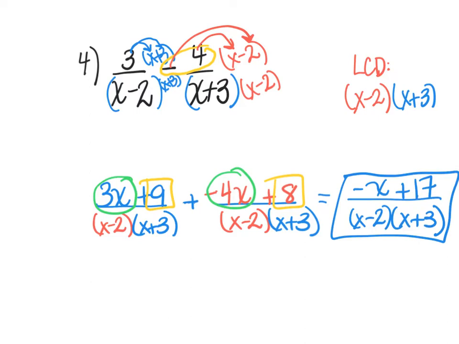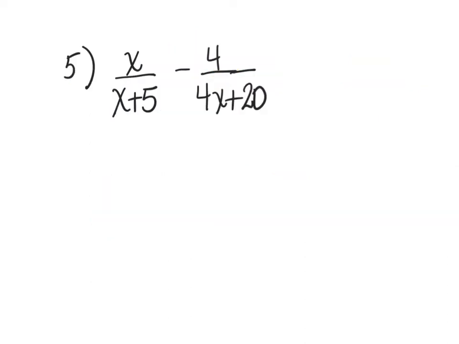Okay, next one. Number 5, we have x over x plus 5 minus 4 over 4x plus 20.